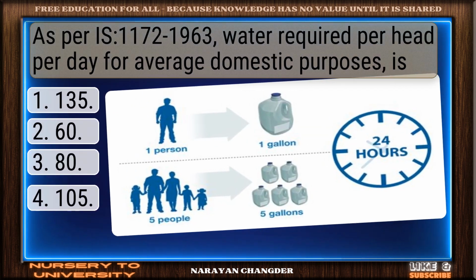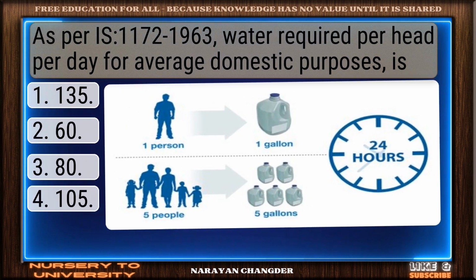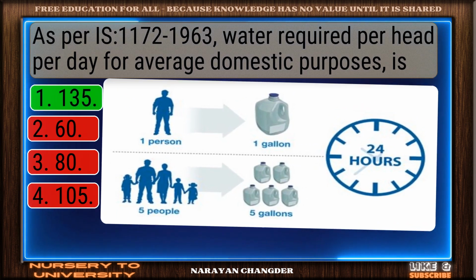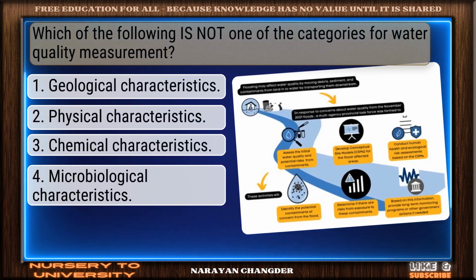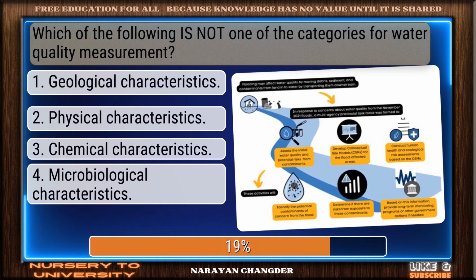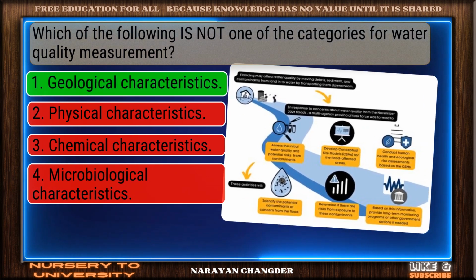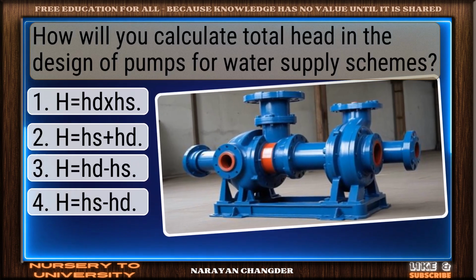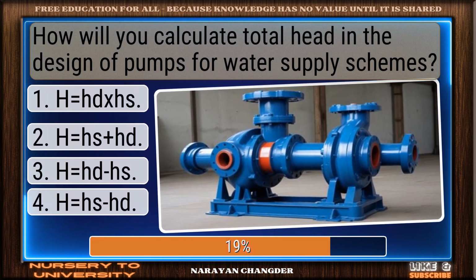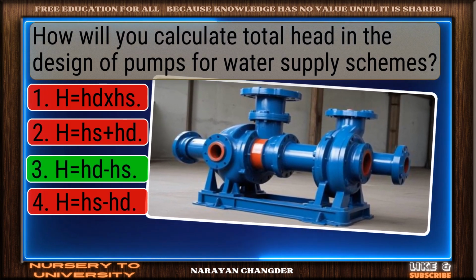As per IS 1172, 1993, water required per head per day for average domestic purposes is. Excellent. 135 is a brilliant choice. Which of the following is not one of the categories for water quality measurement? Nicely done. Geological characteristics is a solid answer. How will you calculate total head in the design of pumps for water supply schemes? On track. H equal to S is the correct answer.